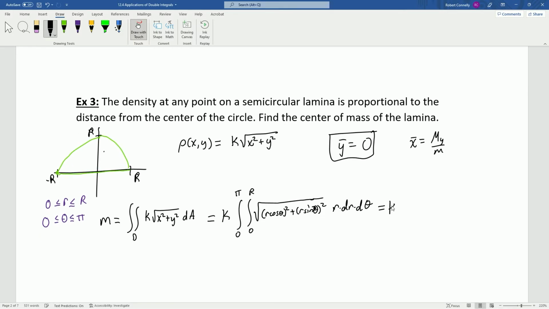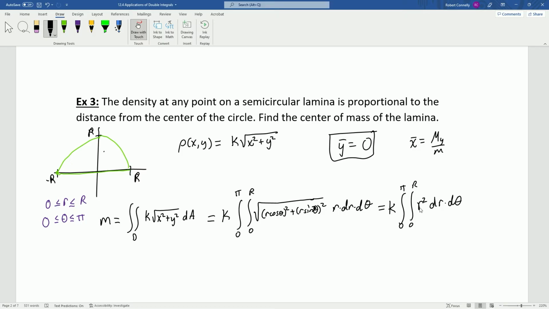So this is k times the double integral. And here, again, we get r squared cosine squared plus r squared sine squared. We factor out the r squared. That's r squared times cosine squared plus sine squared, which is 1. And the square root of r squared is r. Times r is r squared. So we've seen this a few times now, so hopefully it's okay that I'm skipping a little bit of that.